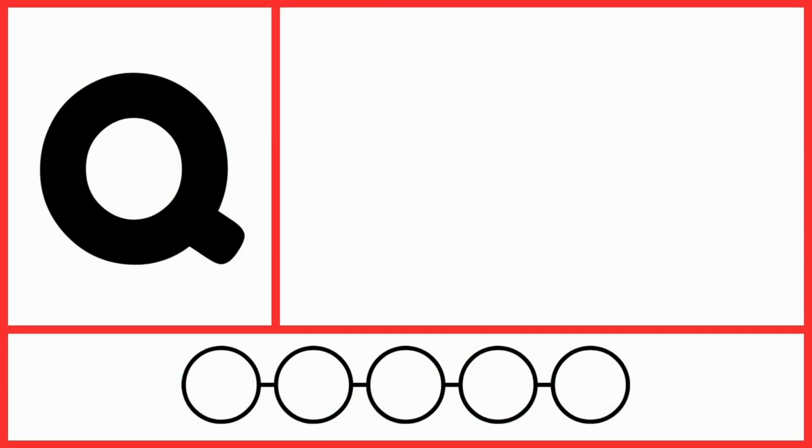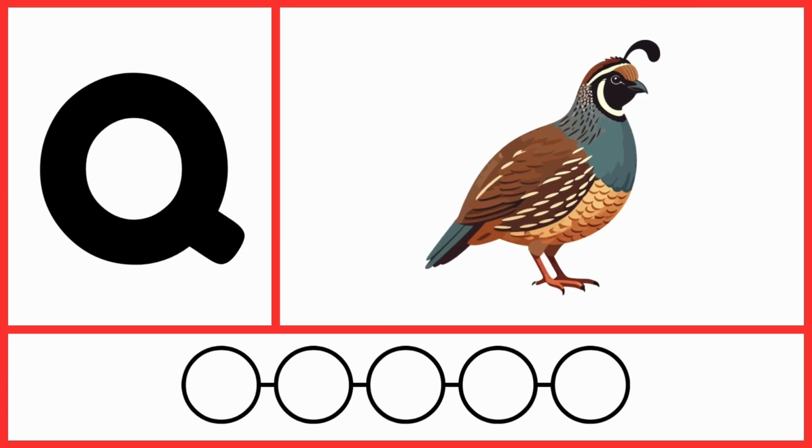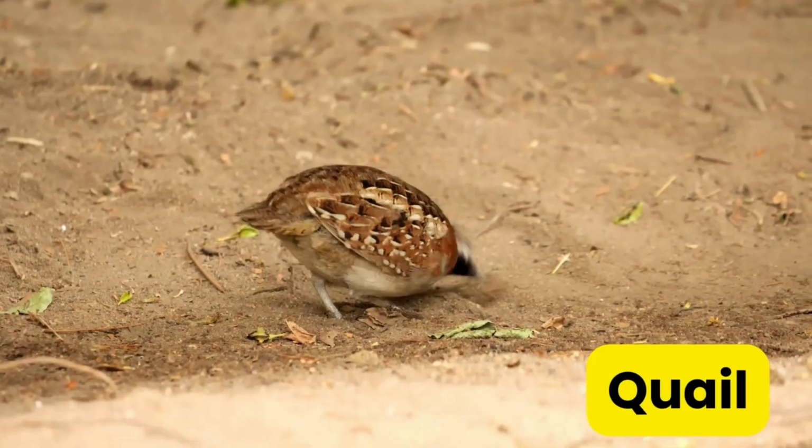Q. Q is for quail. Let's spell it. Q, U, A, I, L. Q is for quail. Quail.